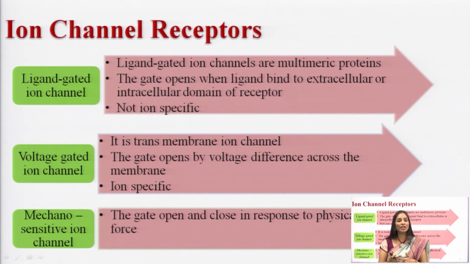And what is a voltage gated channel? A voltage gated channel is a transmembrane ion channel. If I am talking about the ligand gated, it is a multimeric transmembrane protein. The voltage gated ion channel gate will be opened depending on the difference of voltage across the membrane. If there is a difference of voltage across the membrane, the channel gate will be opened or closed accordingly. This is ion specific. So the ligand gated is not ion specific, while voltage gated is ion specific.